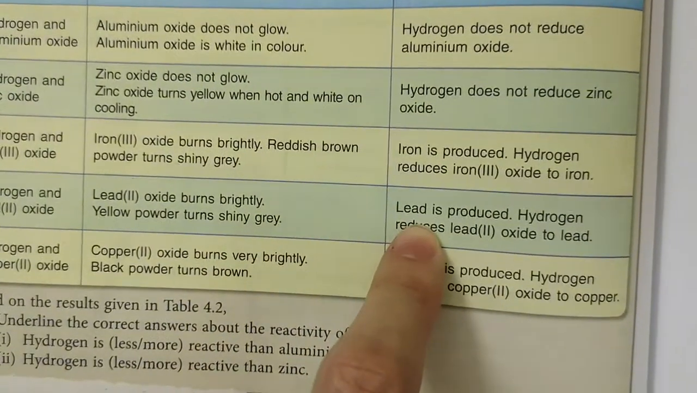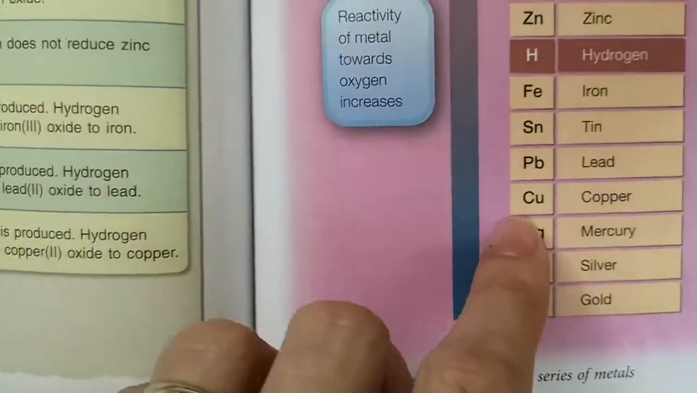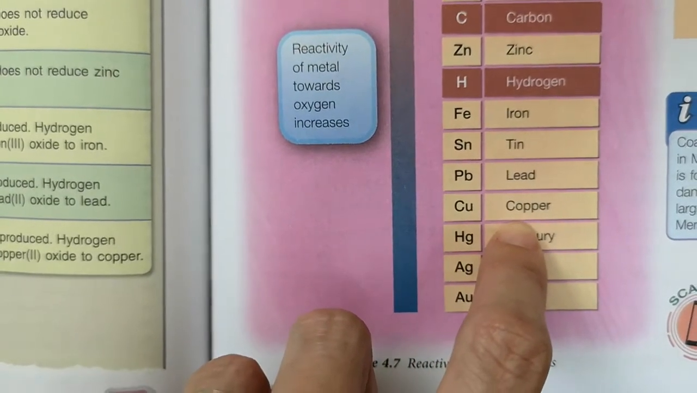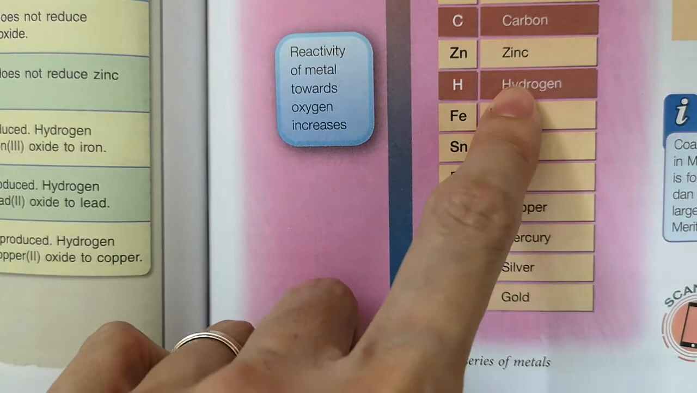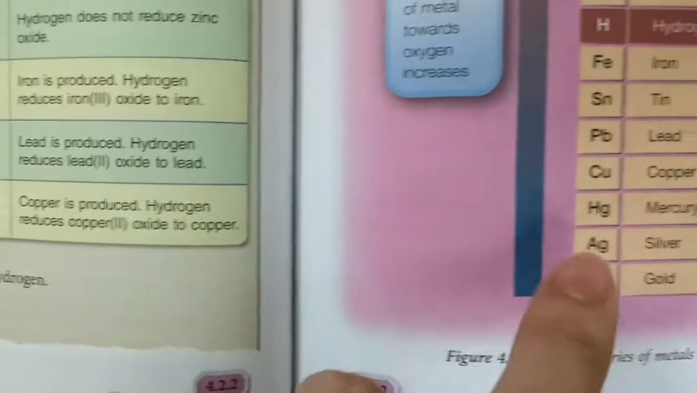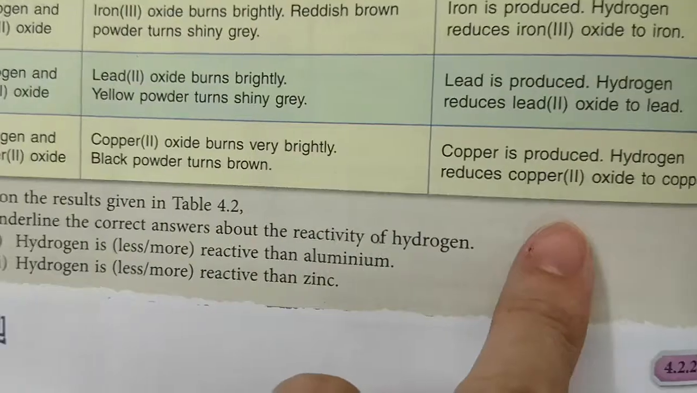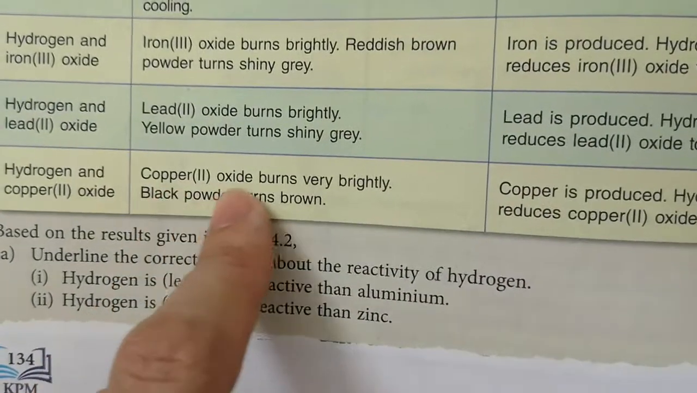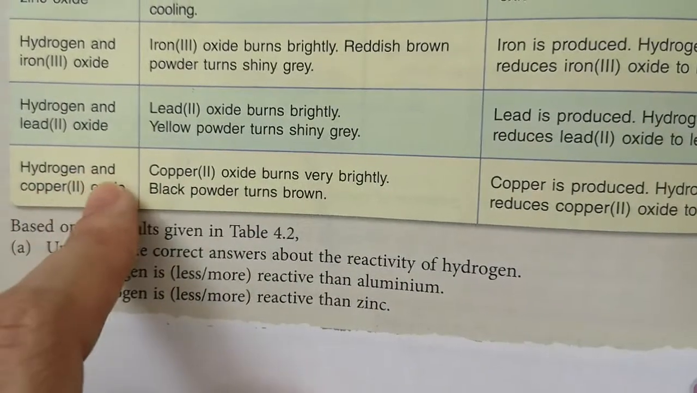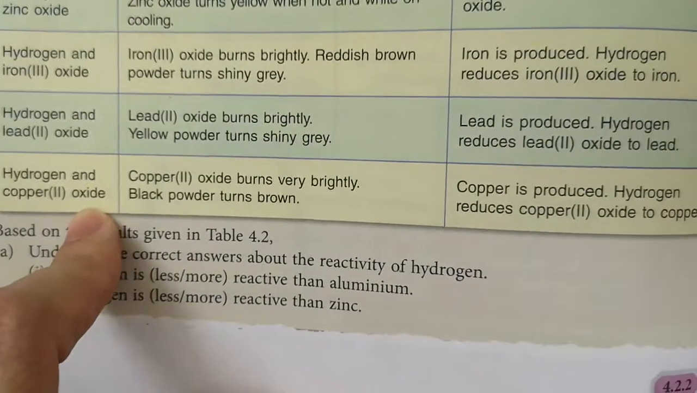So at the end of the reaction, there is a shiny grey product, which is lead. How about hydrogen and copper 2 oxide? You see, hydrogen is more reactive than copper. So there is a reaction. Hydrogen can remove oxygen from copper 2 oxide. Hydrogen can reduce copper 2 oxide to become copper. You will see in the reaction, copper 2 oxide burns very brightly. Hydrogen can reduce copper 2 oxide to copper.